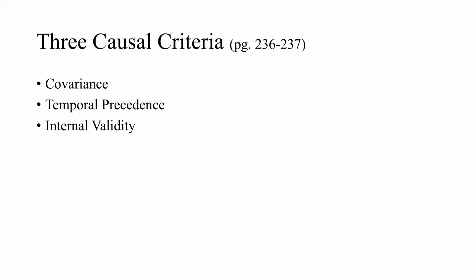Okay, three causal criteria. I have the pages listed for you to review it. Covariance, temporal precedence, internal validity. I think you guys should review that. It's very brief and it's pretty self-explanatory.